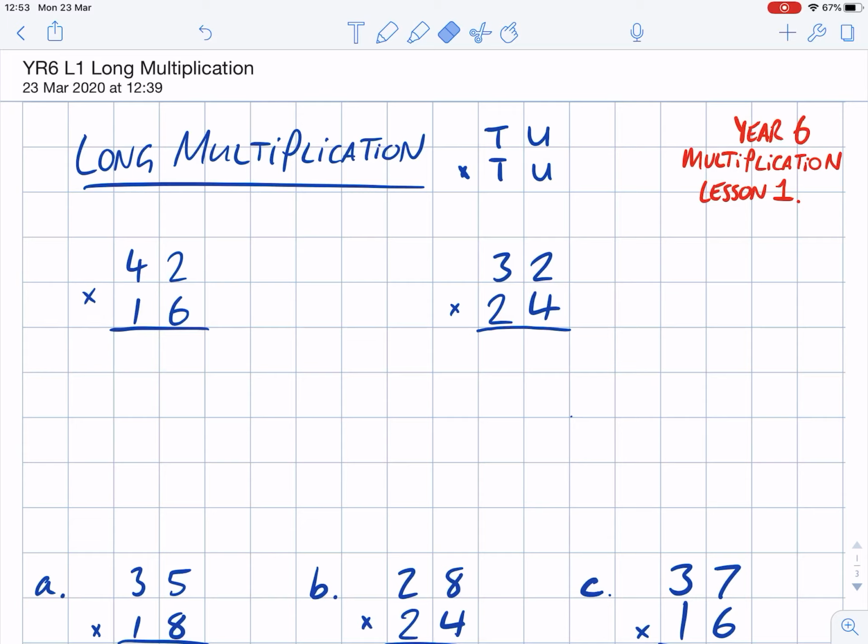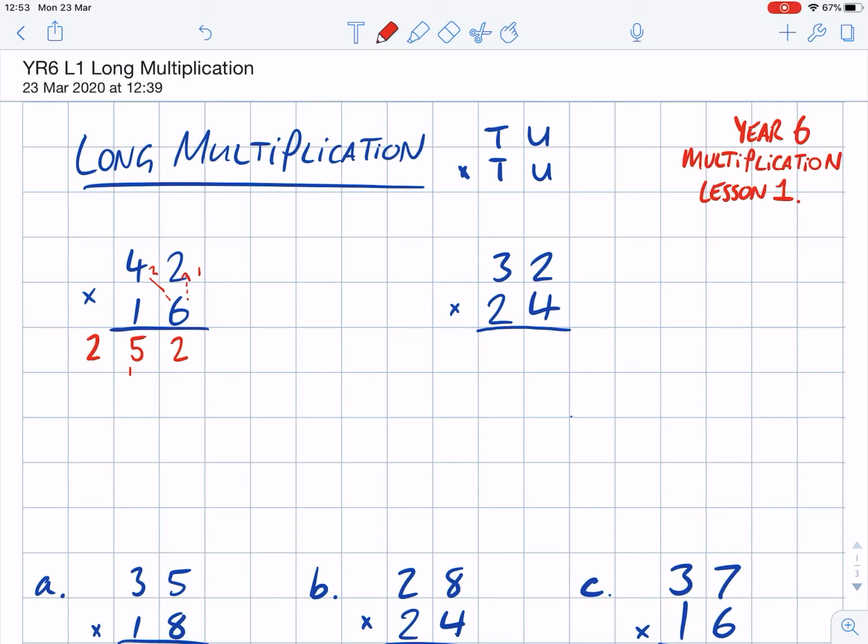Hopefully you've remembered that we always start bottom right. So we always start with this 6. And we're going to multiply this 6 by the units. So the first thing we're going to do is go up, and we're going to do 6 times 2, which is 12. So that was step 1. I'm then going to go across to step 2, and I'm going to multiply 6 by 4, which is 24. And I'm going to add the 1 underneath, which is 25.